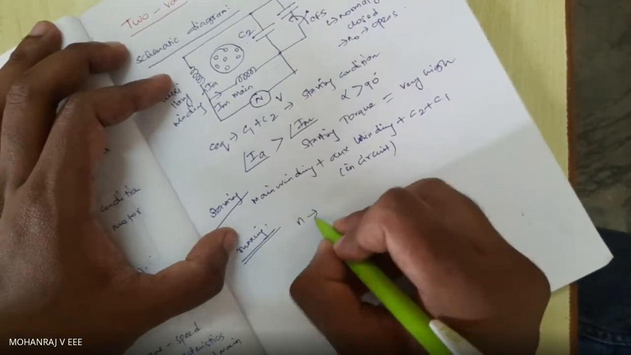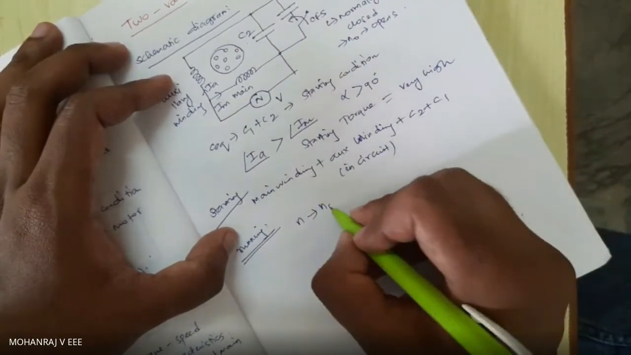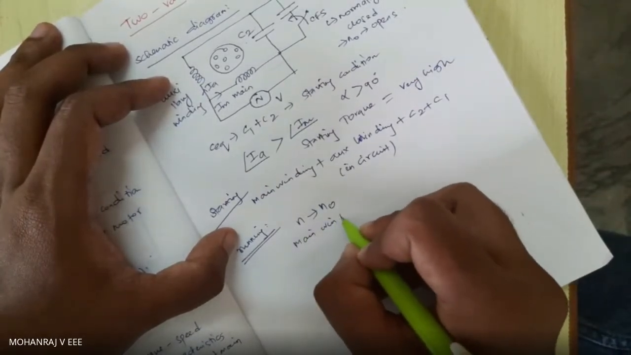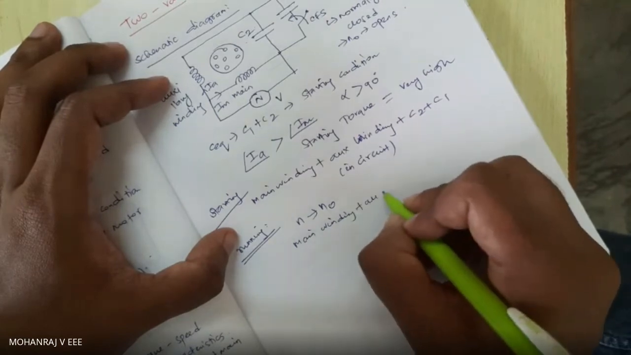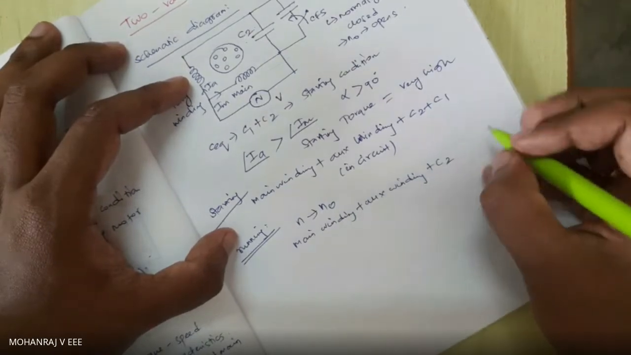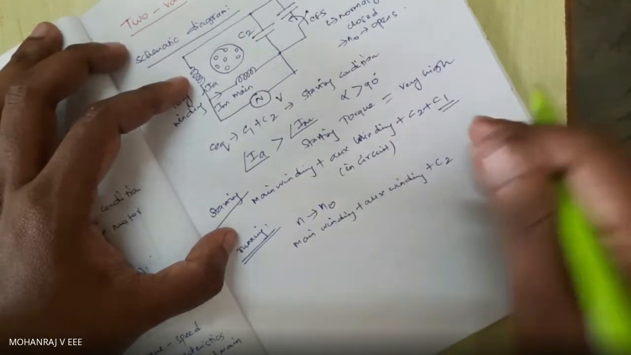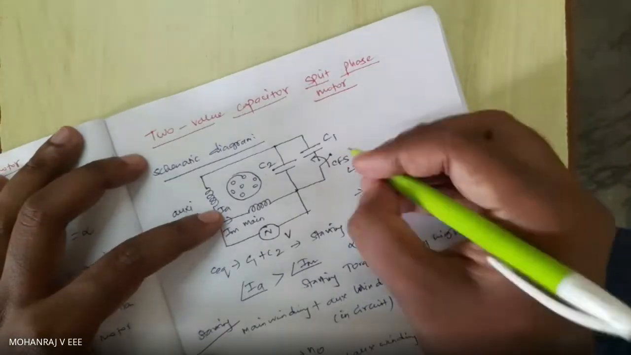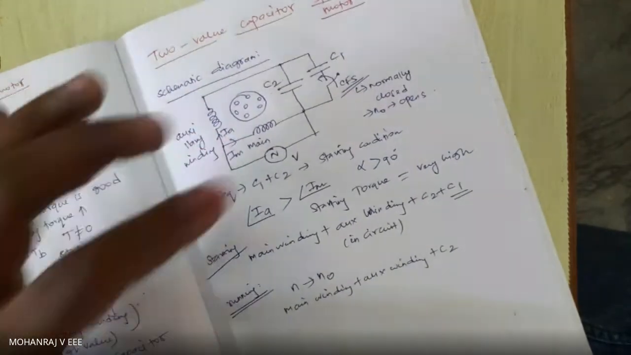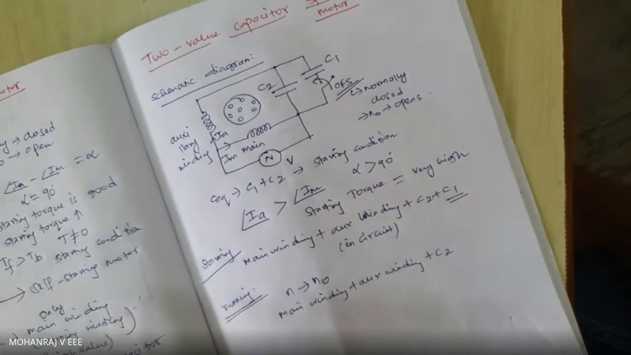Say the motor speed has reached N0. You will have your main winding. You will also have the auxiliary winding. You will have your C2, but you will not have your C1 because C1 is disconnected with the help of your CFS. As my CFS, that is centrifugal switch, opens during running condition when the speed of the motor reaches N0. That is the difference.